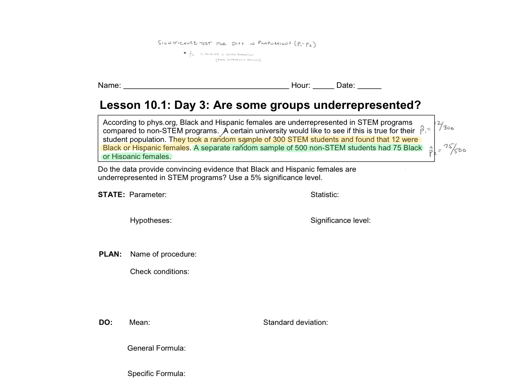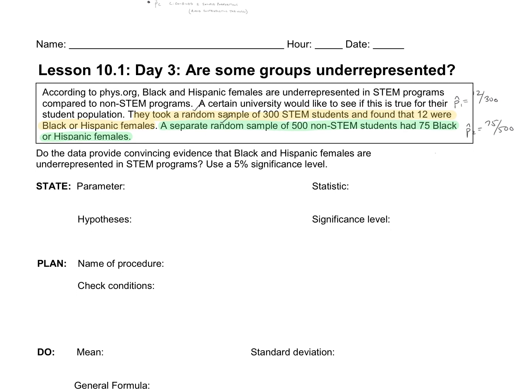Notice the question says, do these data provide convincing evidence that Black and Hispanic females are underrepresented in STEM programs? This is pretty typically what the question is going to look like. It's going to say, using a 5% significance level, and then it's just going to be a blank canvas, with nothing after that. If I were asked to go through this, here would be my process. Step number 1, I'm going to state. Here's the state portion.